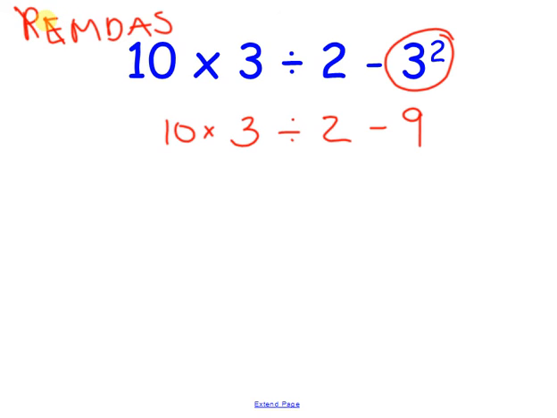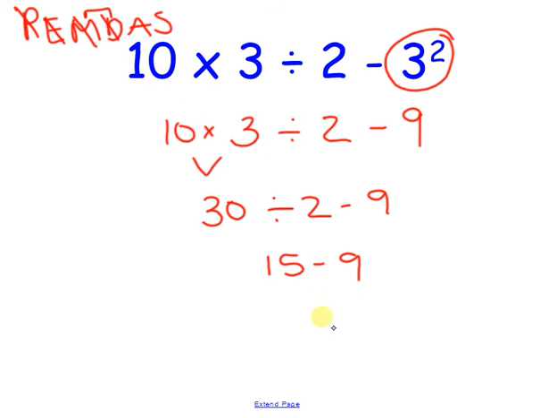All right, took care of my exponent. Multiplication and division in order from left to right. I have multiplication, I have division, I need to start on the left. 10 times 3 is 30. Rewrite the rest of the problem. I still have division here. 30 divided by 2 is 15. Rewrite the rest of the problem. Now I'm done with multiplication and division. I have addition and subtraction left, but I only have subtraction left, so 15 minus 9 is going to be 6.